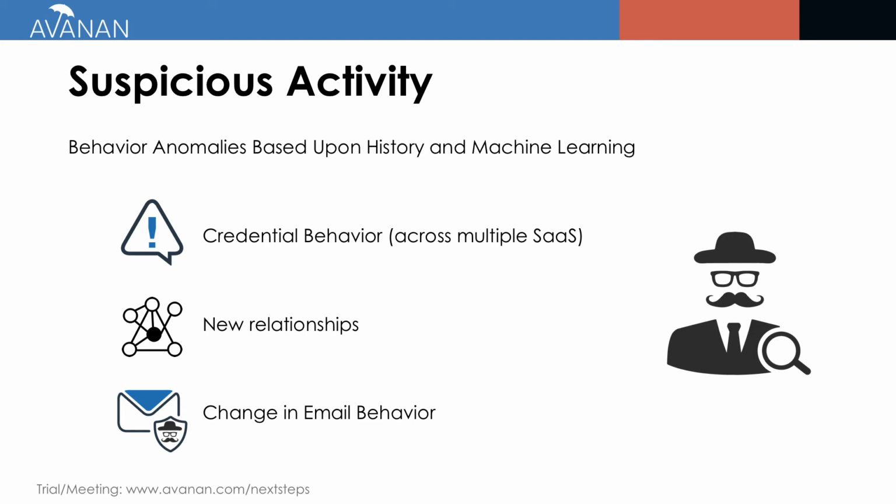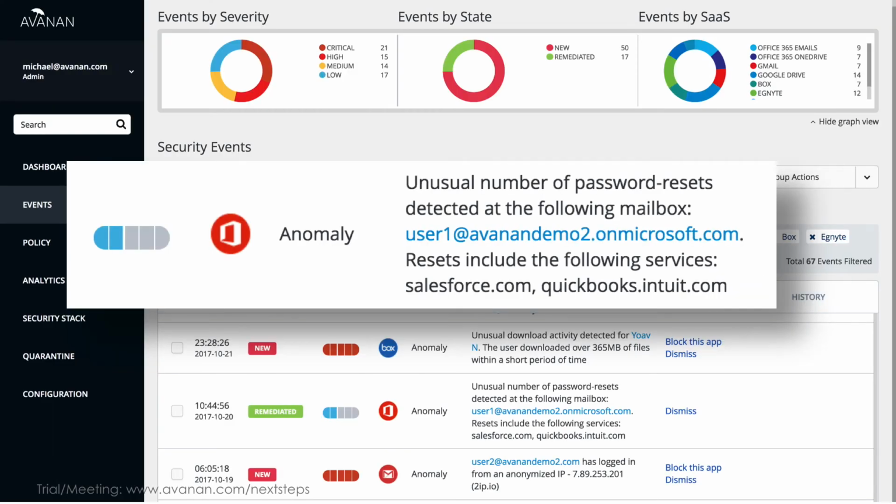Now, this varies on a per user basis. So if a user typically sends 20 emails an hour on a regular basis, our system will acknowledge that and will alert you when he suddenly sends 400 emails in an hour. So as you can see, we currently don't integrate with QuickBooks.intuit.com, but we still will receive the password reset email and will alert you that we're seeing multiple SaaS being reset almost at the same time.